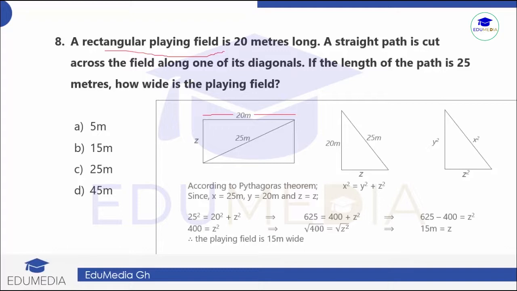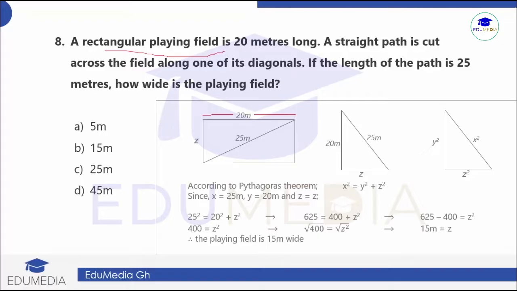For us to easily get it, I use the Pythagoras theorem here. I decided to cut off this area out, so that I can focus on it and work on it. So I took it out, and I have the 20 meters, which represents how long the field is. And then the path that was cut out represents the hypotenuse, which is the 25 meters here. All that we need to get is our z.